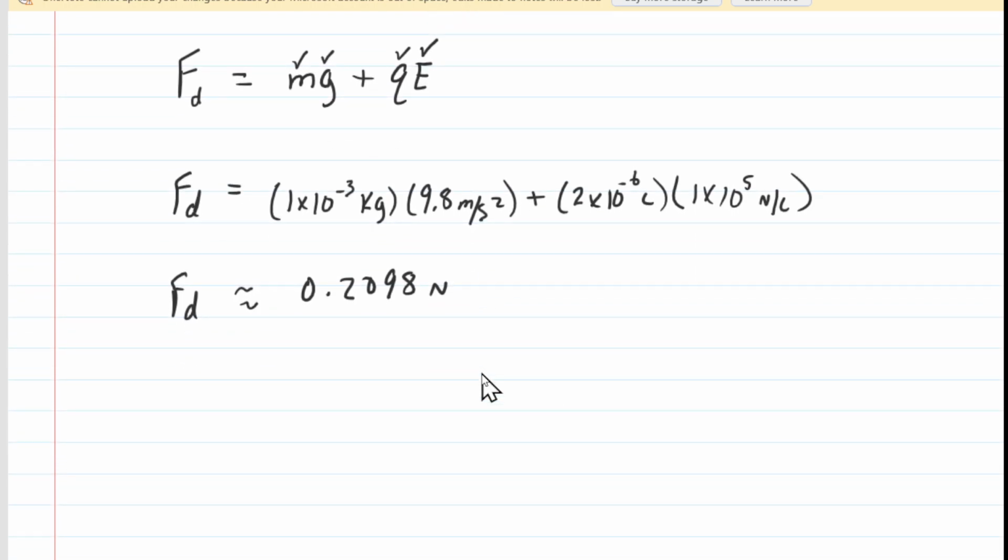And with that total downward force, we can calculate the effective value of g. We know that the force of gravity would equal the mass of the ball multiplied by g.